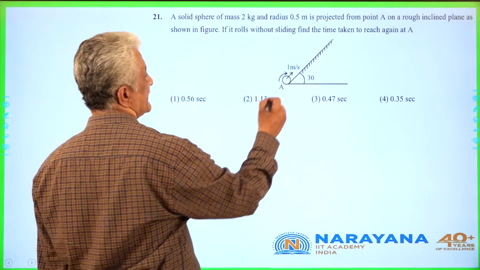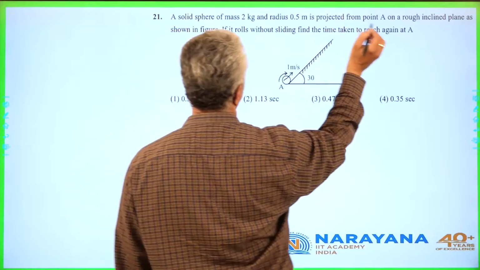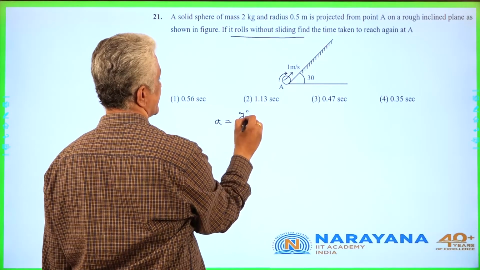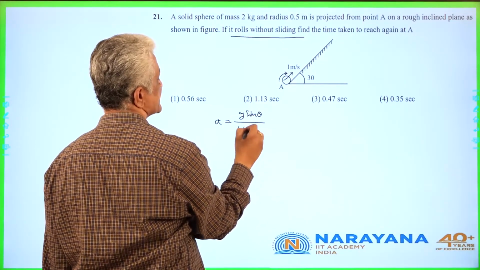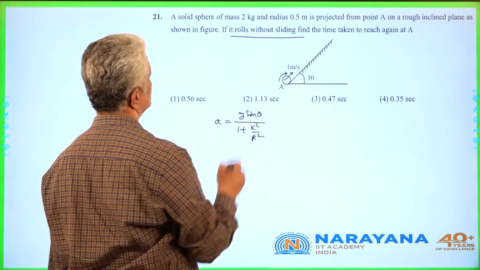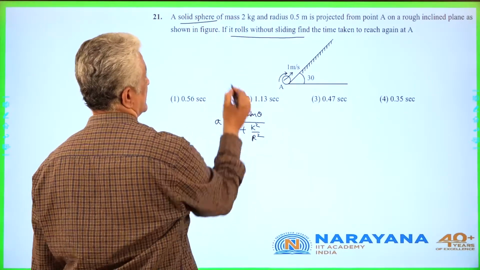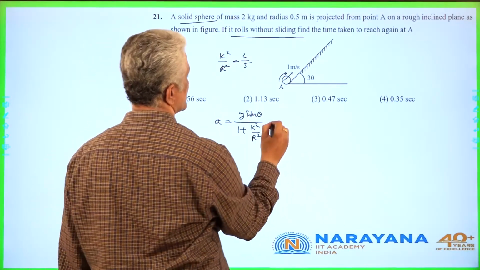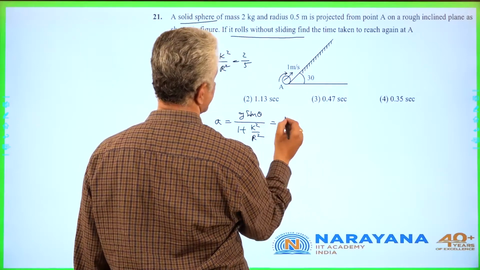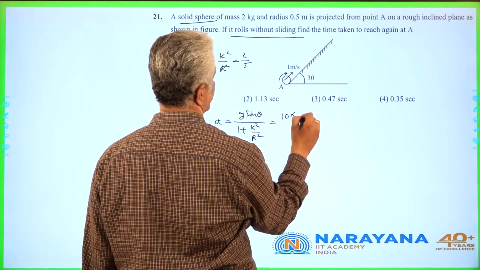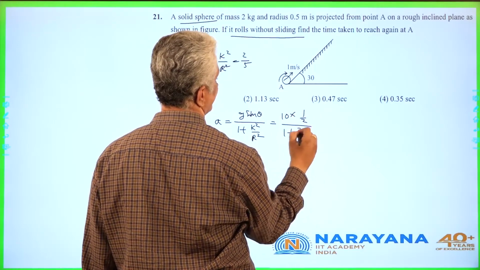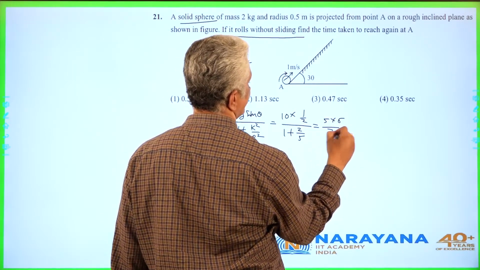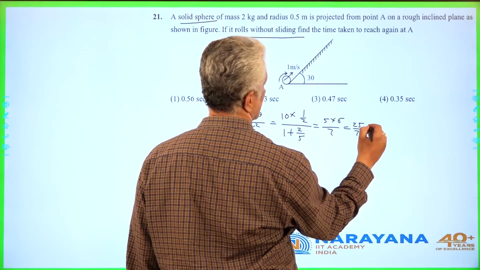21. When this body is moving up, it is given as rolling without sliding. For rolling without sliding, a equals g sin theta by (1 plus K square by R square). For a solid sphere, K square by R square is 2 by 5. So g is 10 here, into sin 30, which is 1 by 2, by (1 plus 2 by 5). That totally becomes 5 into 5 by 7, nothing but 25 by 7 acceleration.